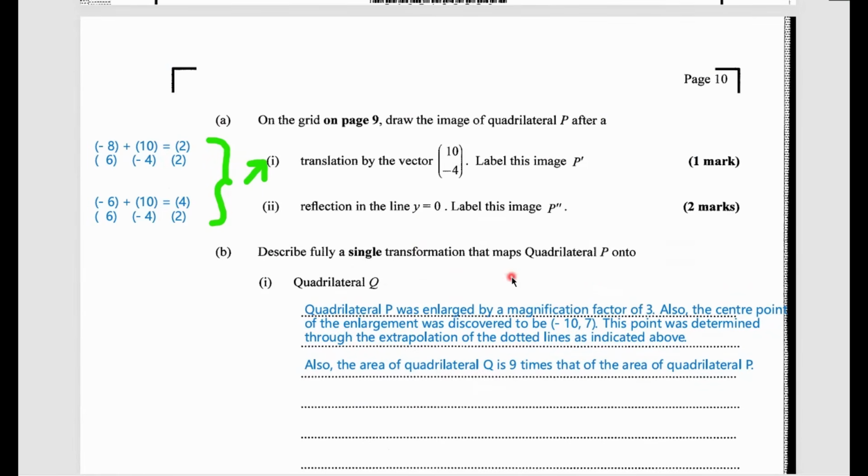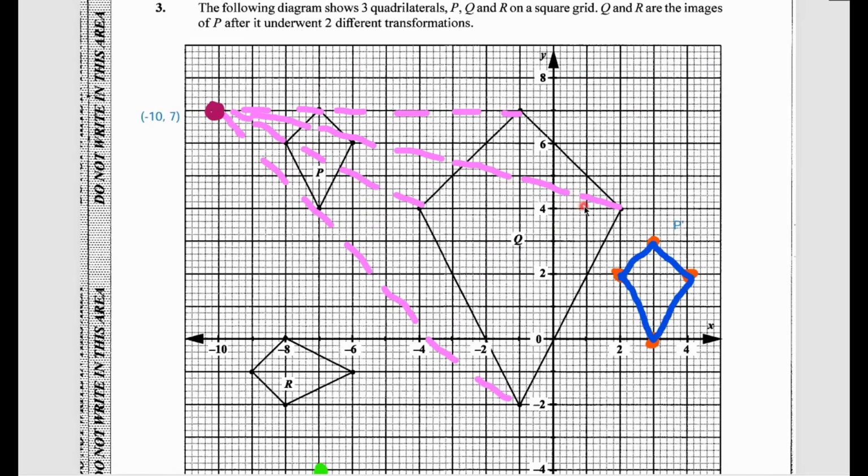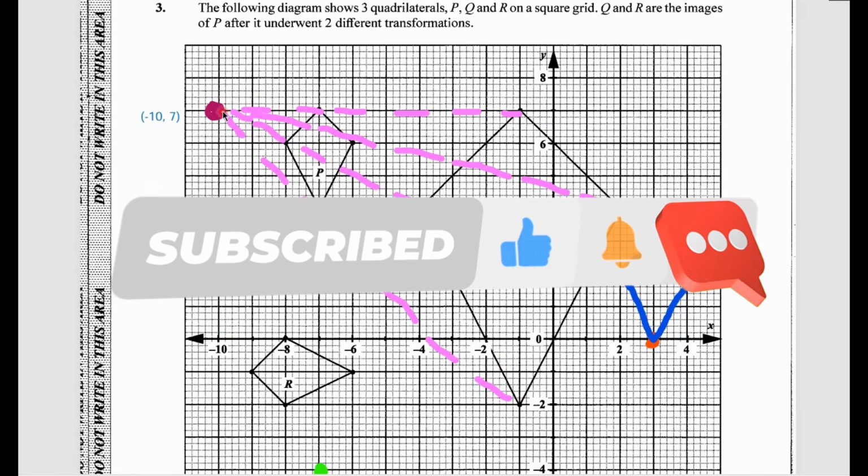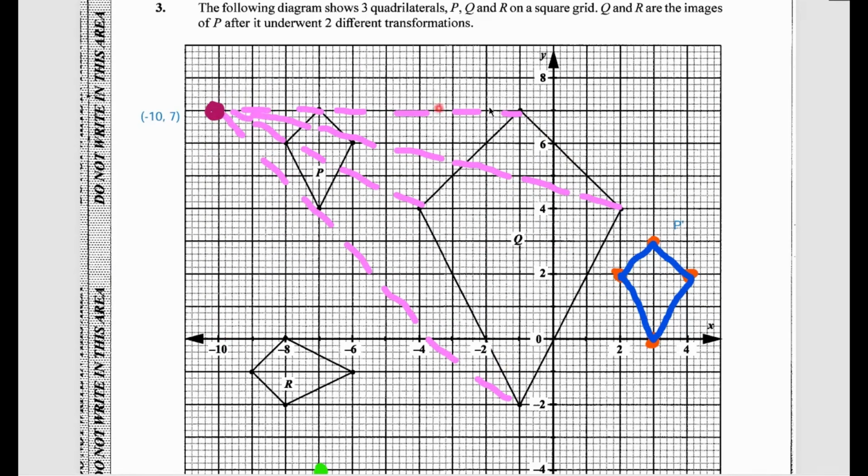Part B, describe fully a single transformation that maps quadrilateral P onto Q. Okay. Well, what I did is that I extrapolated lines, as you can see, running from point to similar point, point to similar point, point to similar point, point to similar point. And when I extrapolated them, they all converge at the coordinates minus 10, 7. So this is my point of enlargement. Okay, my center point of enlargement, where you could see that P was enlarging to form Q.